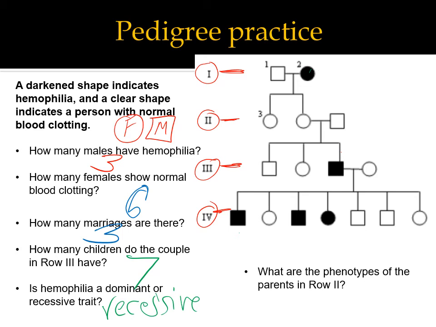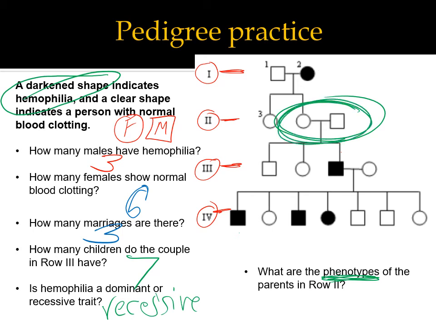And the last question down at the bottom says, what are the phenotypes of the parents in row 2? So the parents in row 2 are these 2 individuals right here. Remember, phenotype is not what your genes actually are. It's just what you end up showing as a trait. So what is the physical manifestation of those genes? It's asking, do they have hemophilia or do they not have hemophilia? And we know from the question that darkened shape indicates hemophilia. So these 2 individuals right here that are not colored in, they have no hemophilia. They would have normal blood clotting.